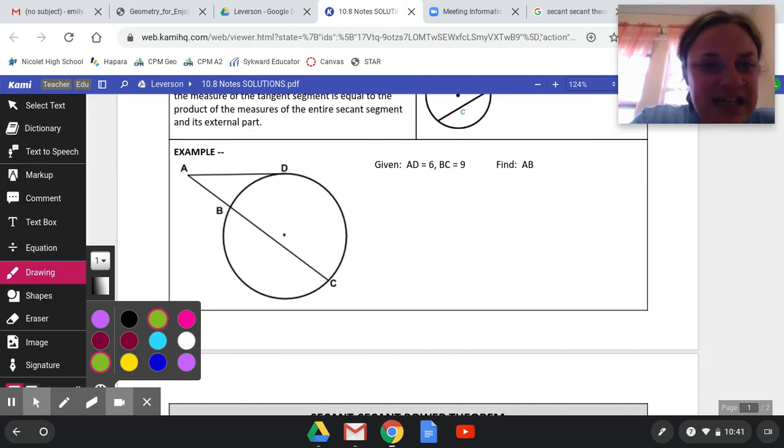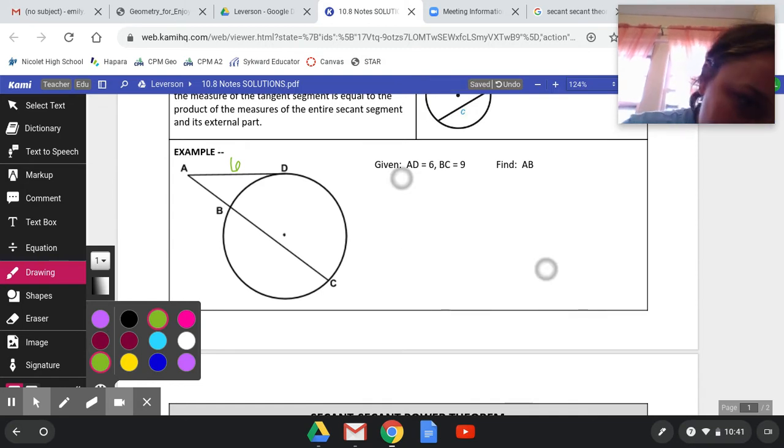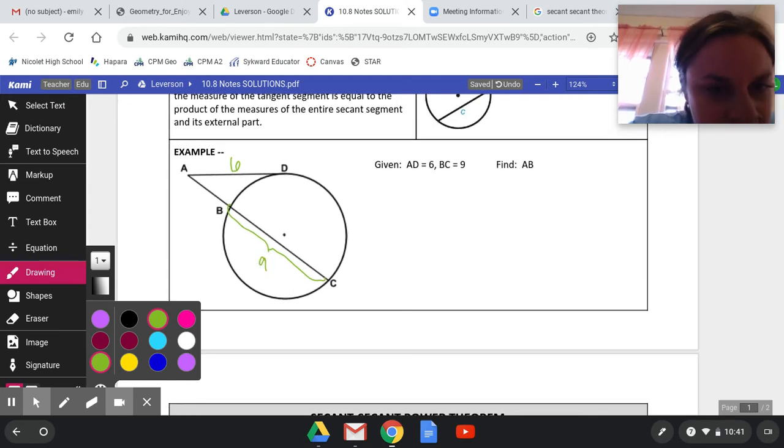AD is equal to 6, and then BC is equal to 9. That entire segment here is equal to 9. And AB is what we are looking for, so I'm going to call that X.